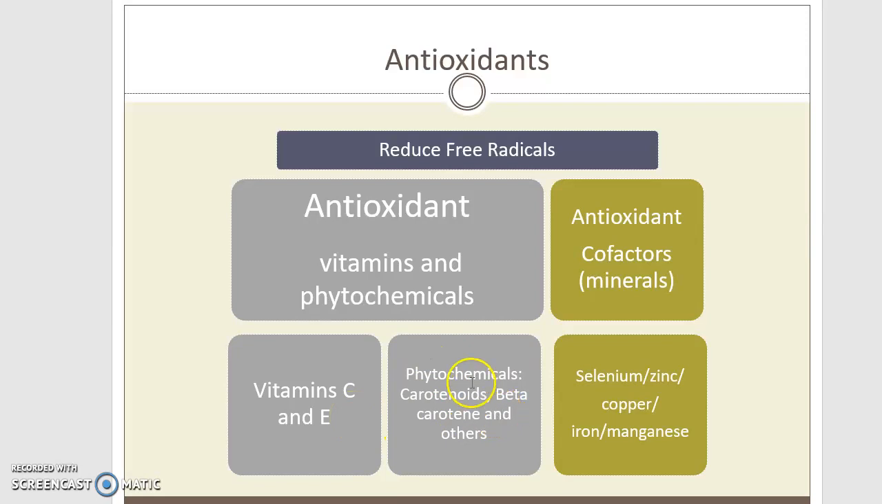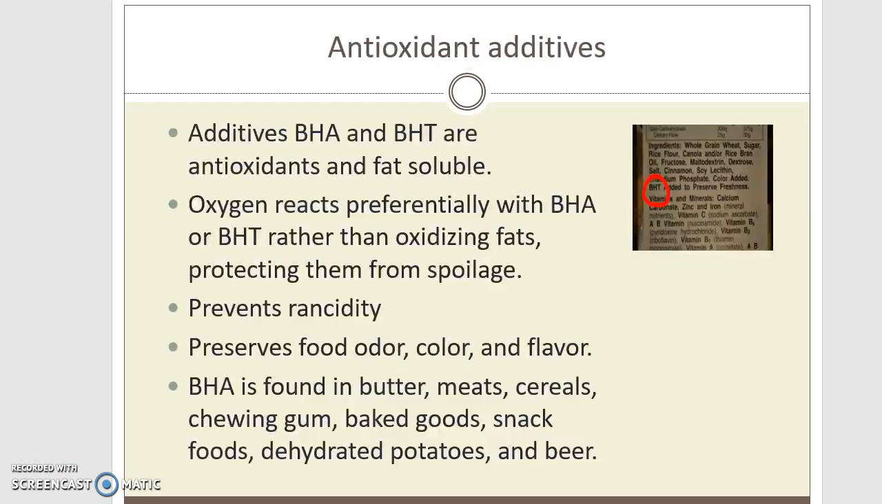The most common phytochemicals that we're familiar with are these carotenoids, which are the orange colors you see in fruits and vegetables, beta carotene. And then the antioxidants that are cofactors are the minerals. Which minerals? The minerals that are most commonly thought of as antioxidants are selenium, zinc, copper, iron, and manganese. And we'll probably pretty much just talk about selenium in this chapter. So those are the antioxidants, and those are their functions and why nutrition is important.